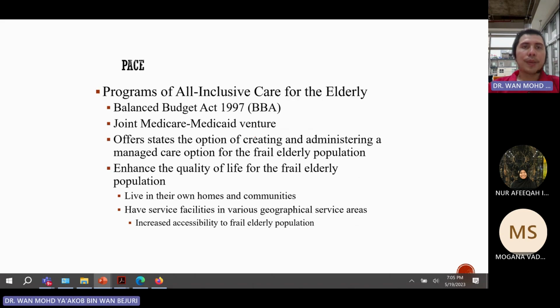Next is PACE. PACE means Program for All-Inclusive Care for the Elderly. This program is under the Balanced Budget Act 1997, BBA. Basically, it is a joint Medicare and Medicaid venture. It offers states the option of creating and administering a managed care option for the frail elderly population. It also enhances the quality of life for the elderly population.